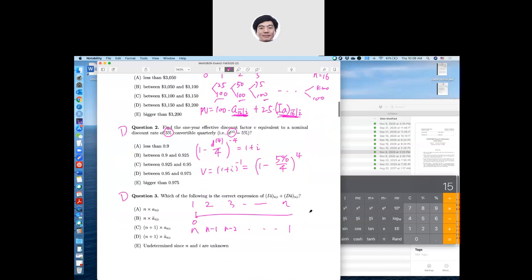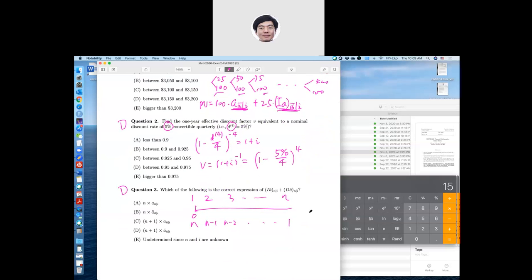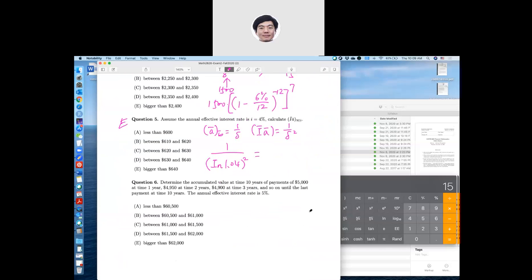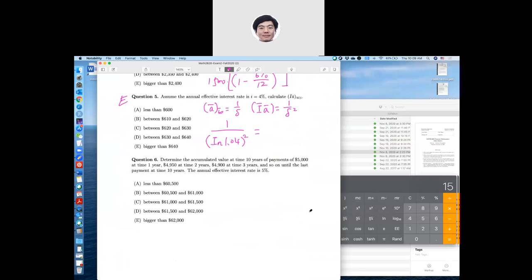Of course, by now you have the textbook. You can go back to check. We already solved a lot of questions here. Question 6, we want to know the accumulated value.